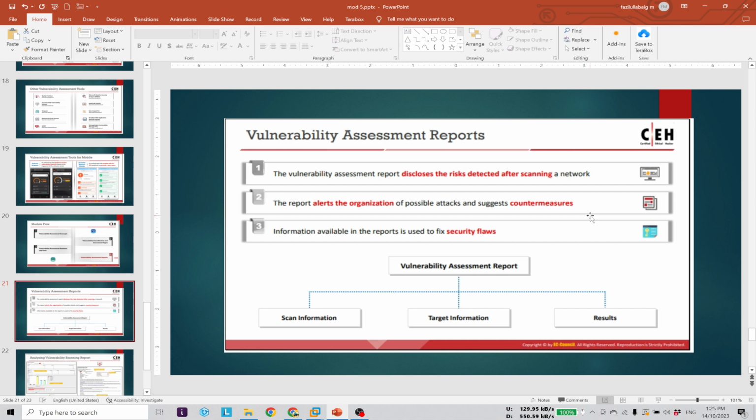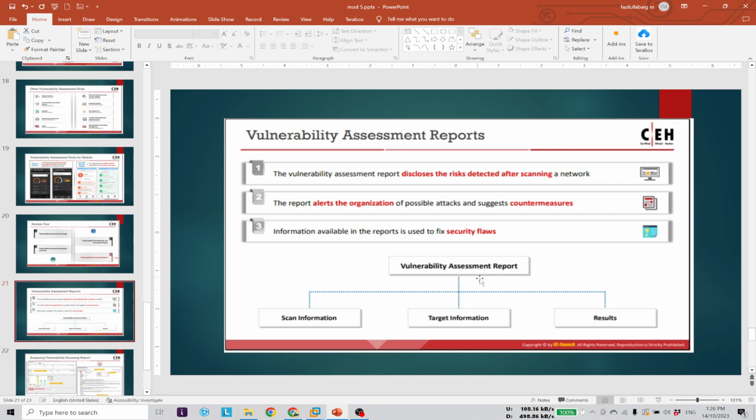Okay, and the report alerts the organization. And see the third point: information available in the report is used to fix security flaws. We already know we are finding the vulnerabilities just to fix them, so that an attacker should not take advantage or compromise our operating system, network, or application, web application, etc.